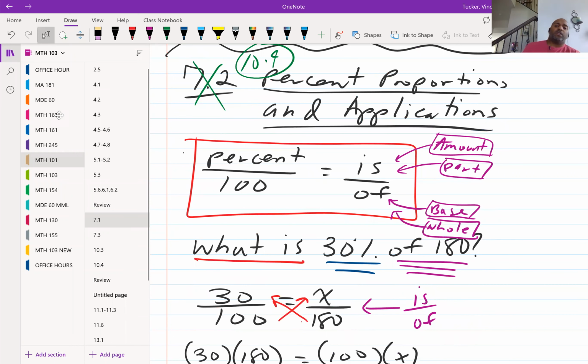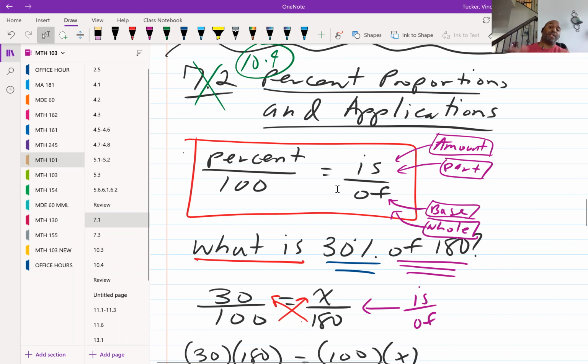All right. So when we look at setting our percents up as a proportion, this is how we're going to do it, this red box. We're going to set our percent over 100, and then you can think of it as equal to is over of. You'll see what I mean in a second. The is is going to be the amount or the part, and the of is going to be the base or the whole. That's the best way to do it.